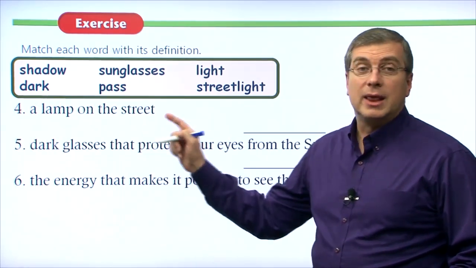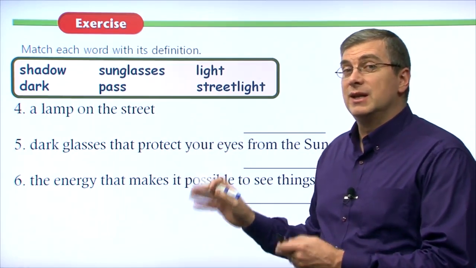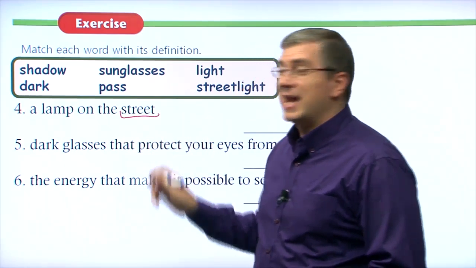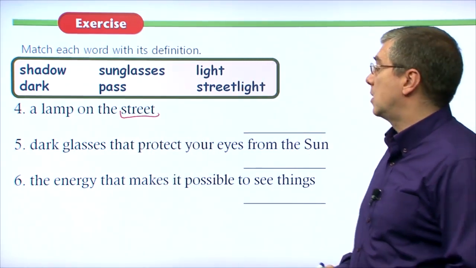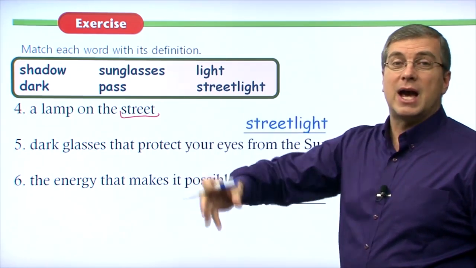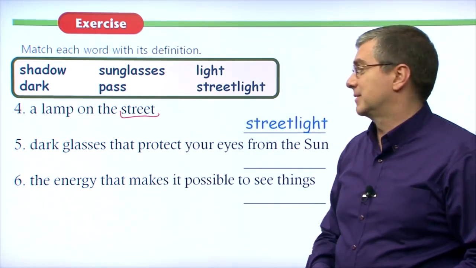Number four, a lamp on the street. Especially cities will put these on the streets to give light at night. So remember, it's on the street, and it gives light. What is it called? It's called a street light. Because these are lamps out on the street, they give us light. We call them street lights.